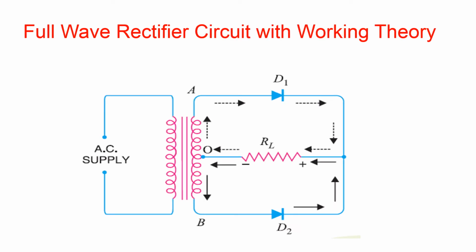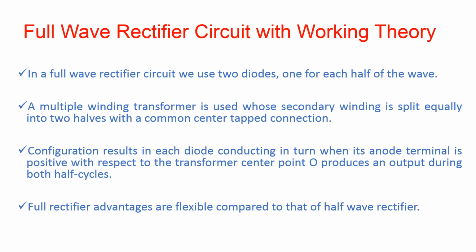This is the circuit for a full wave rectifier. As you can see here, the AC voltage is supplied and fed across the transformer, and there are two diodes D1 and D2 with the load at the center. Here, if you can see, the winding of the secondary coil is divided into exactly two equal halves. So it is called a center tap transformer.